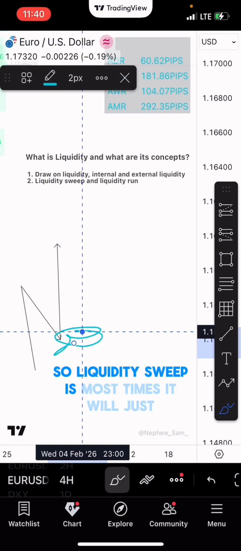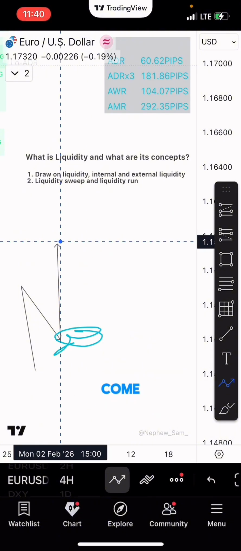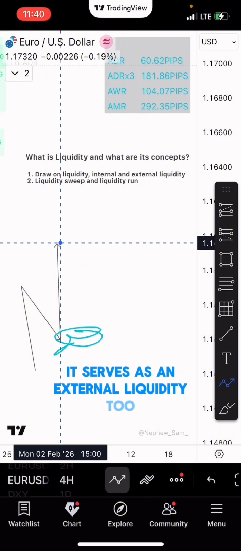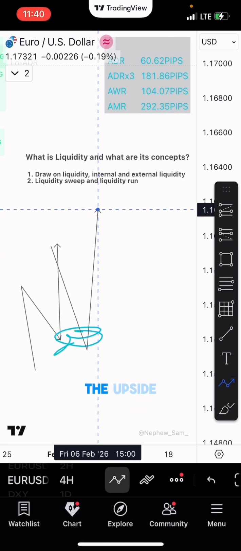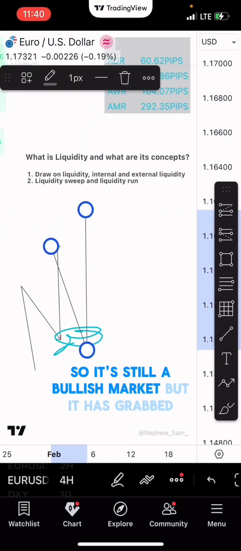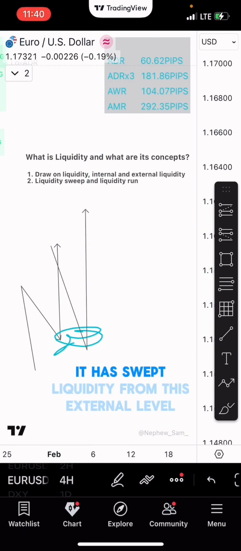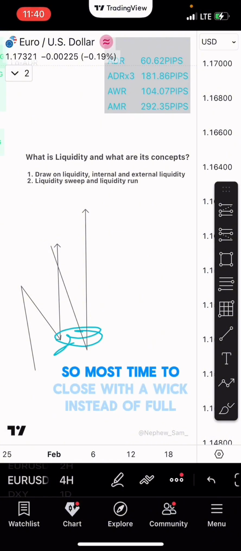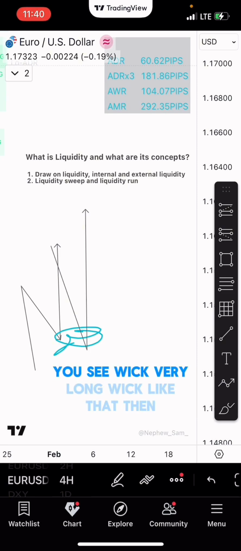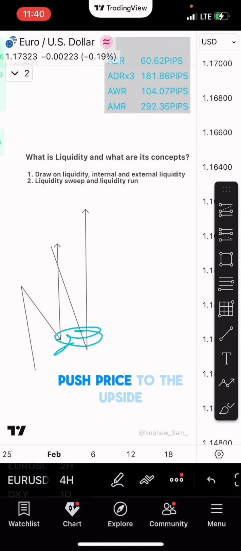So liquidity sweep, most times it serves as an external liquidity too. It will just come, grab liquidity here, and then push price to the upside. So it's still a bullish market, but it has swept liquidity from this external level, and it has pushed price to the upside. Most times it closes with a wick instead of a full candle body, you see a very long wick like that, and then price pushes to the upside.